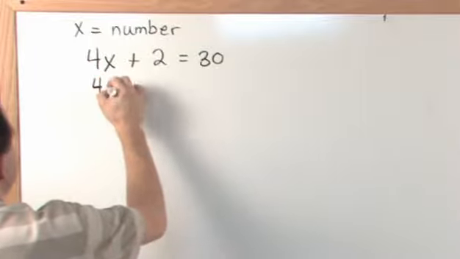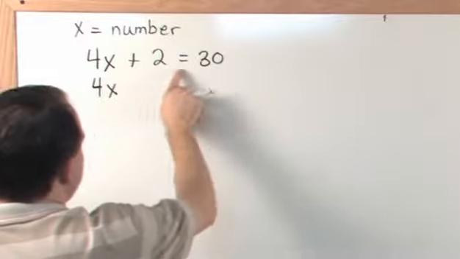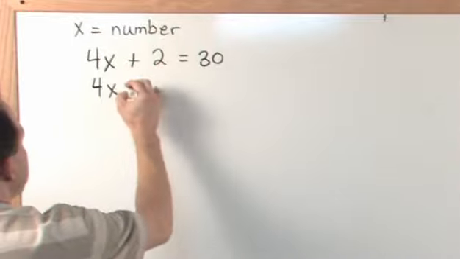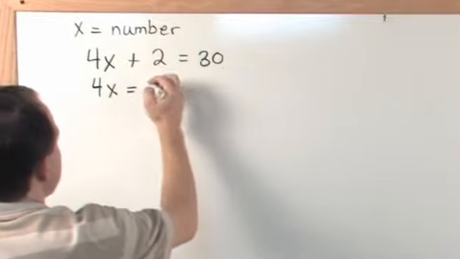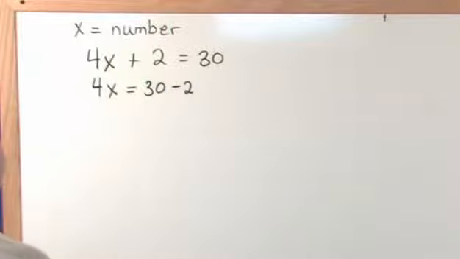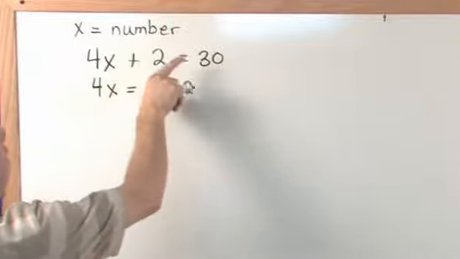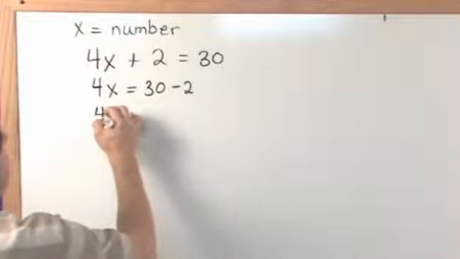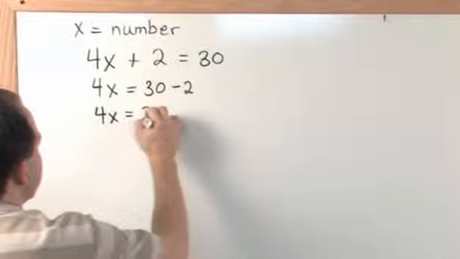So to do that, going back to your basic algebra, we'll subtract 2 from both sides. So this 2 will go away. 2 minus 2 is 0. And on the right-hand side, we'll have 30 minus 2. Okay? So all I've done is subtract 2 from the left, gets rid of that 2, and 2 from the right. And I actually haven't done any math yet. So 4x is equal to 28.